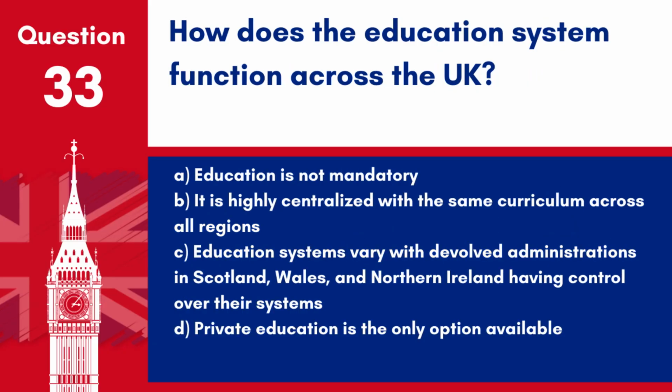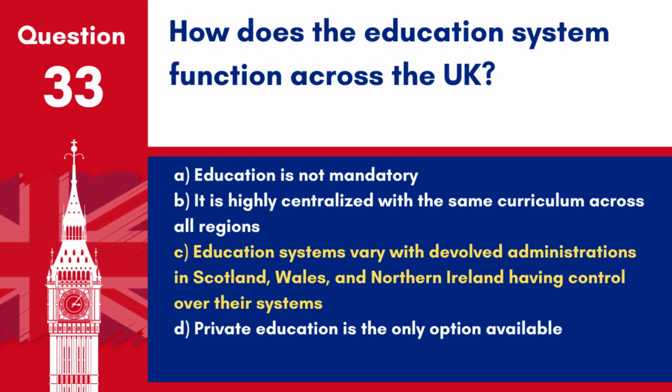Question 33. How does the education system function across the UK? A. Education is not mandatory. B. It is highly centralised with the same curriculum across all regions. C. Education systems vary with devolved administrations in Scotland, Wales, and Northern Ireland having control over their systems. D. Private education is the only option available.